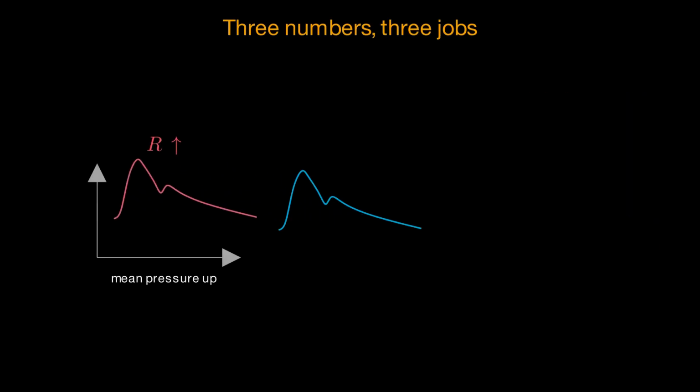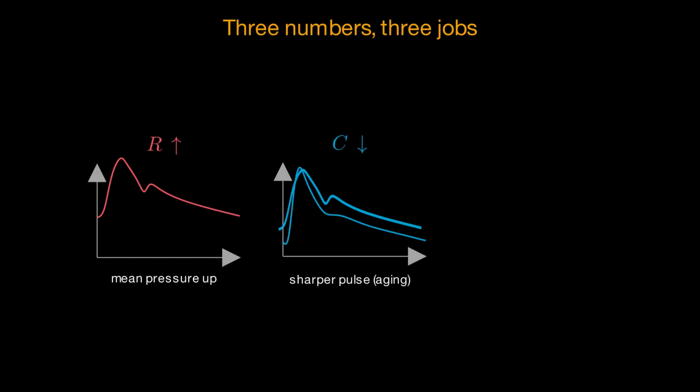Each parameter has a distinct role. Resistance sets the mean arterial pressure. Compliance sets the pulse pressure. A stiffer, lower compliance aorta widens it, which is a hallmark of arterial aging. Characteristic impedance shapes the systolic upstroke. Tuned together, the 3 reproduce a measured patient waveform.